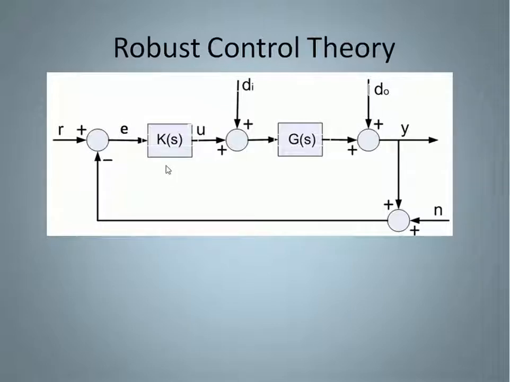But the controller has mortal enemies, and they are the disturbances Di, Do, and N. The disturbances are variables of which we have no control. They come and do as they please. Di is the input disturbance, Do is the output disturbance, and N is the measurement disturbance. The controller K must be able to reject these disturbances while allowing the plant to follow the reference.